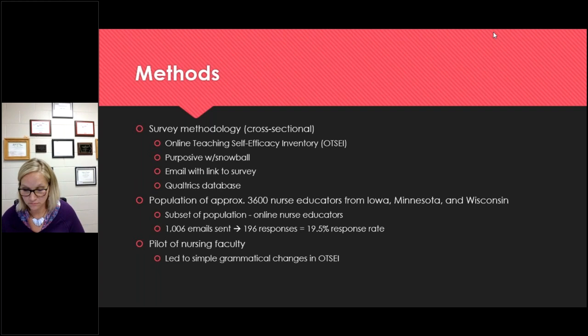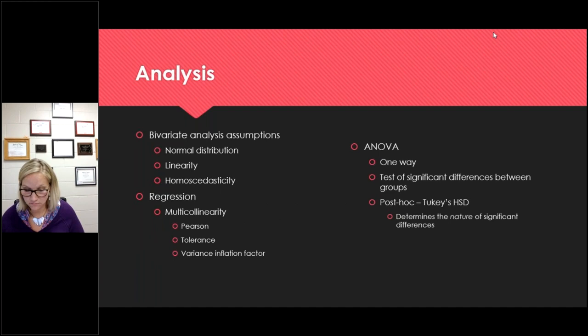Analysis included regression and analysis of variance. So there are some statistical assumptions that must be met for bivariate or multivariate analysis, the first of which is that the data must be normally distributed. There must also be a linear relationship between the data of some sort, and then homoscedasticity, or equal amount of variance among all of the variables. So if one value is just as accurate as another, so variance must be equitably distributed.